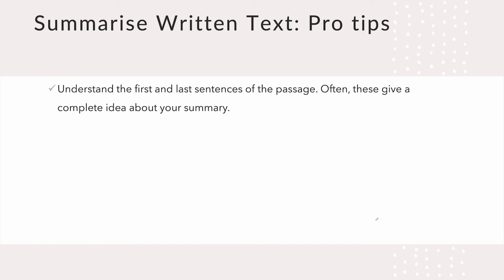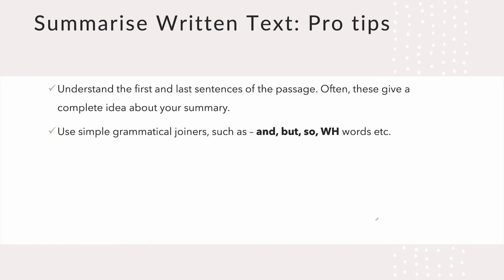Now some pro tips: if you are unable to understand the whole passage, try and understand at least the first and the last sentences of each passage. More often than not, the first and last sentence will give you a clear picture of the message of the passage that you are reading. Next is to use simple grammatical joiners rather than complex ones.